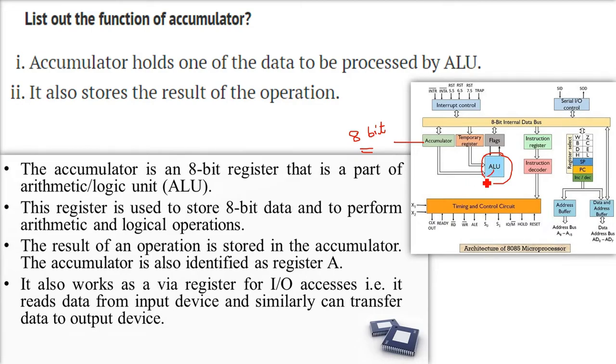The result of the operation is stored where? In the accumulator. We identify it using register A. So the accumulator holds one of the data items processed by the ALU, and it also stores the result of the operation. So it is an operation holding area.